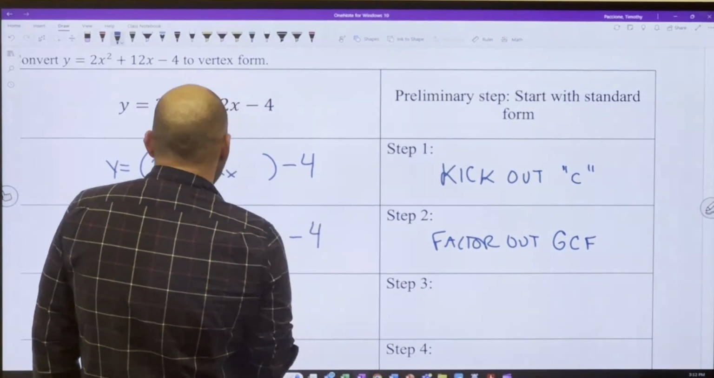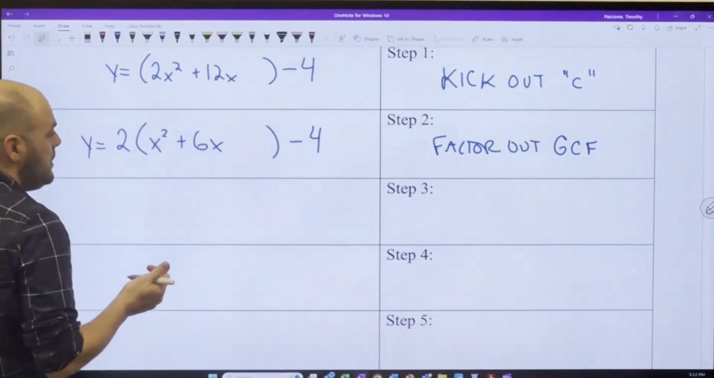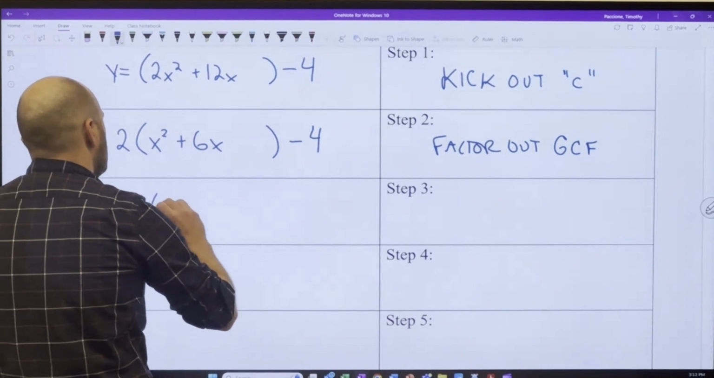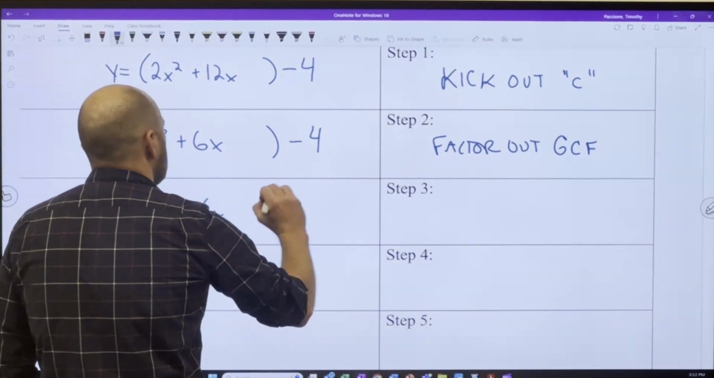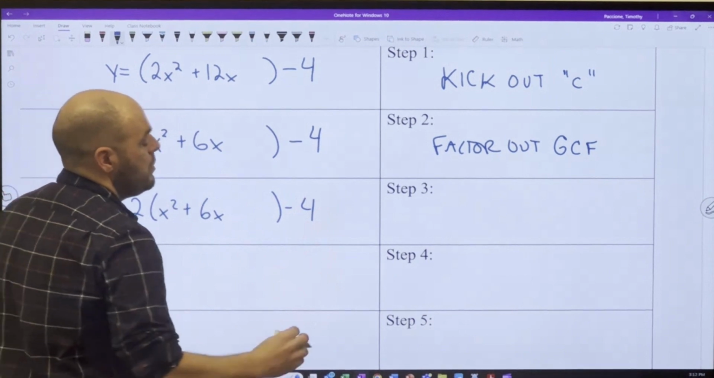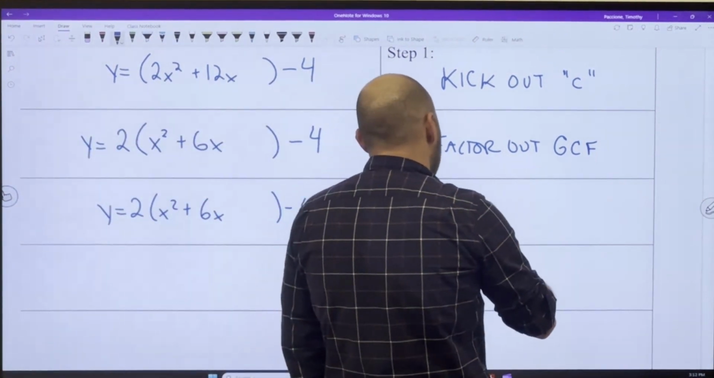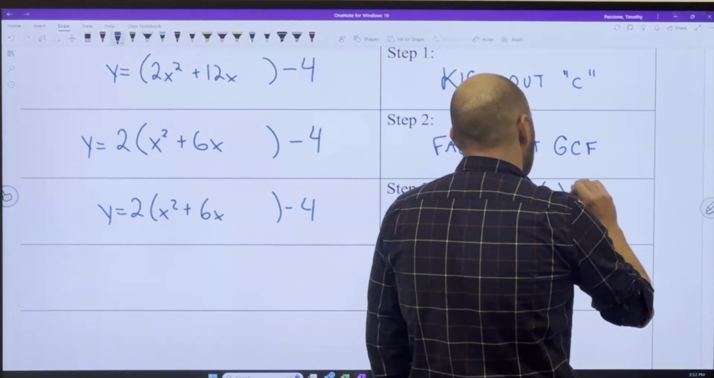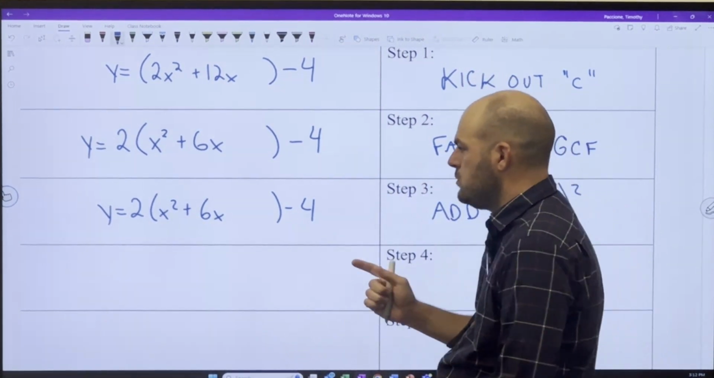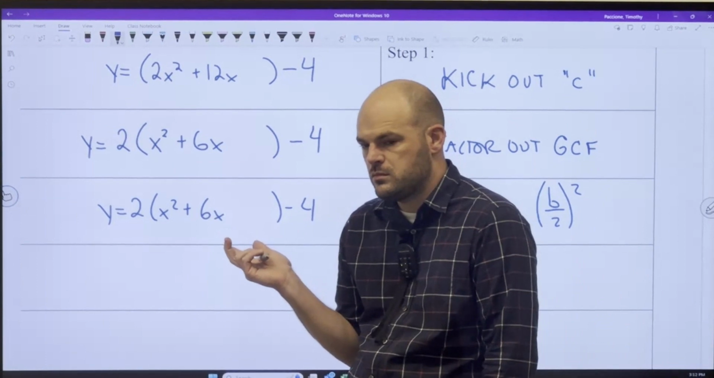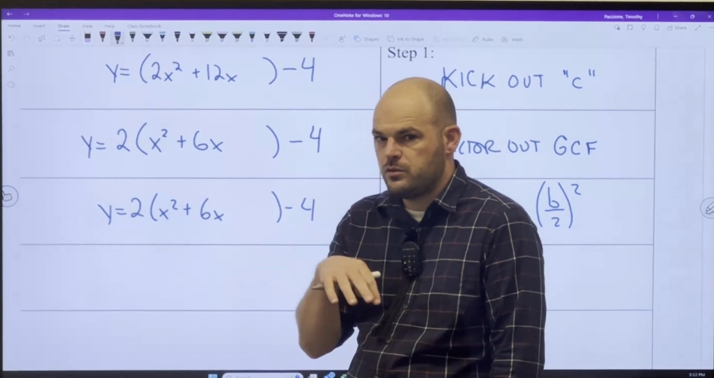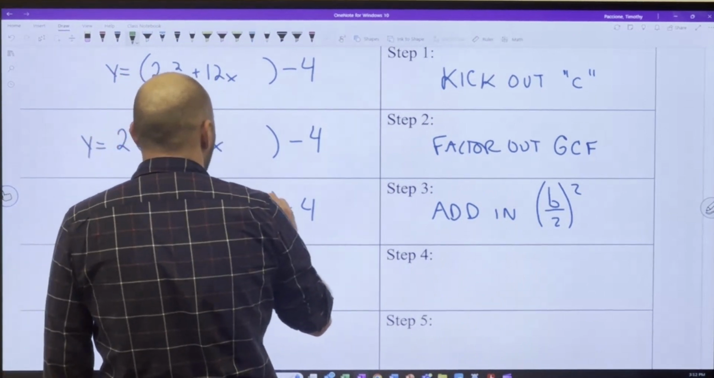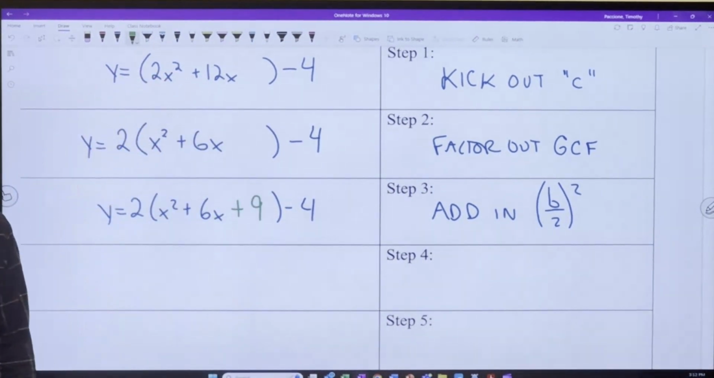Okay. Our next step is we got to find b divided by 2 squared. Okay? So y equals 2 times x squared plus 6x minus 4. So add in b divided by 2 squared. So what is b? 6 divided by 2 is 3. 3 squared is 9. So I'm going to add 9. Now, this is a tricky part.